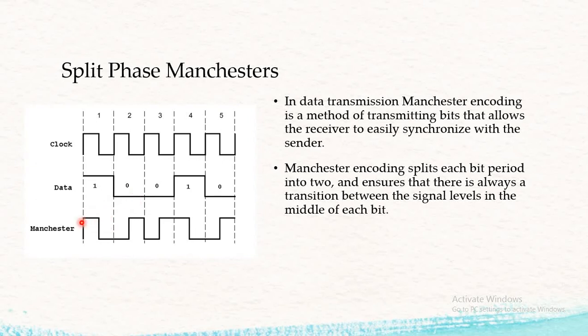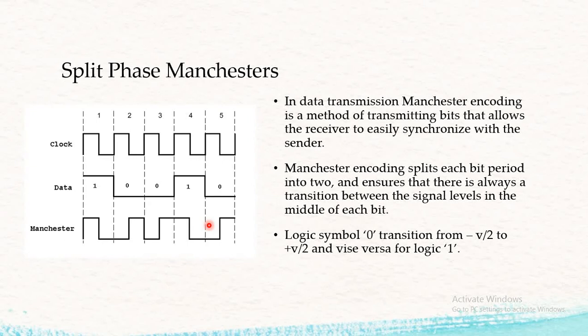For logic 1, or high data, the signal goes from the higher level to the lower level, and for 0 the signal is split and there is a transition from the lower level to the higher level. Again the next value is 0, so it is split in the half time period. Half the portion is shown by the lower value and the other half by the higher value. So this type of code is called split phase Manchester. The logic symbol 0 has a transition from -v/2 to +v/2 and vice versa for logic 1. So that's what we have discussed right now.